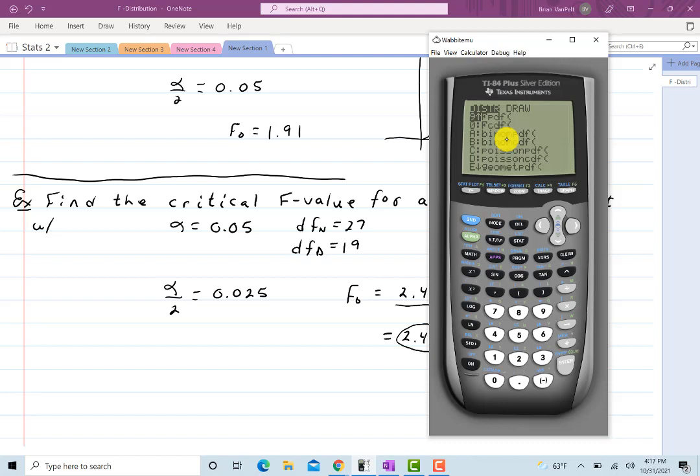Now, if I'm calculating areas, I can use this FCDF, but that's not probably what we're going to be doing for the most part in this. We'll use that for p-value situations, but there's another way of doing that anyways.